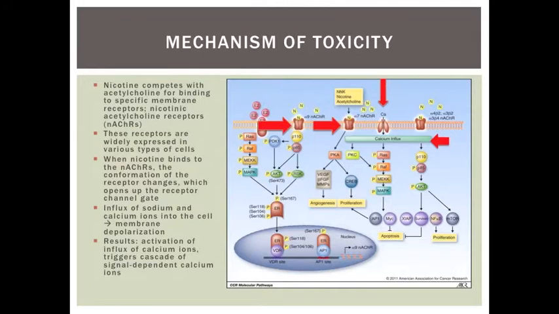There are various mechanisms of toxicity of nicotine. Firstly, nicotine competes with acetylcholine for binding to specific membrane receptors, nicotinic acetylcholine receptors, or nAChRs, which are widely expressed in various types of cells. When nicotine binds to the nAChRs, the conformation of the receptor changes, causing the channel gate to open up. This causes an influx of sodium and calcium ions into the cell, which results in membrane depolarization. This activates further influx of calcium ions and triggers a cascade of signal-dependent activity.